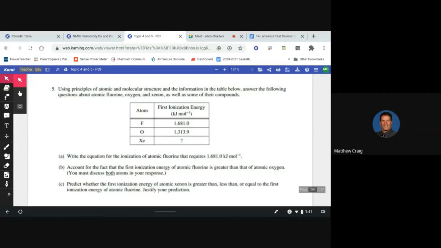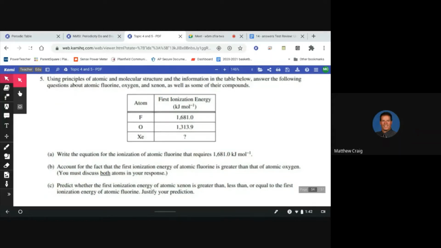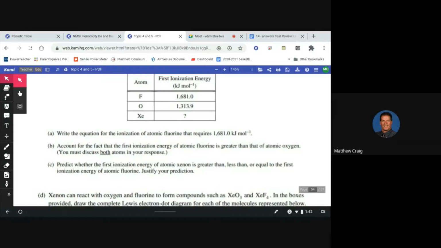I know. All right, let's look at number 5. So hopefully that's giving you enough time to find it. It says, using the principles of atomic and molecular structure and the information in the table below, answer the following question about atomic fluorine, oxygen, and xenon, as well as some of their compounds. So you got your first ionization energies for fluorine, oxygen, and a question mark for xenon. Write the equation for the first ionization of atomic fluorine that requires 1,681.0 kilojoules per mole. I'll give you a hint.